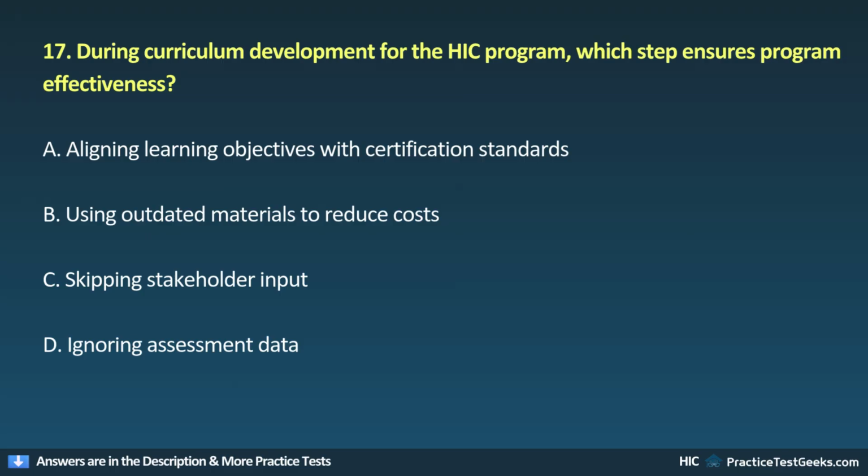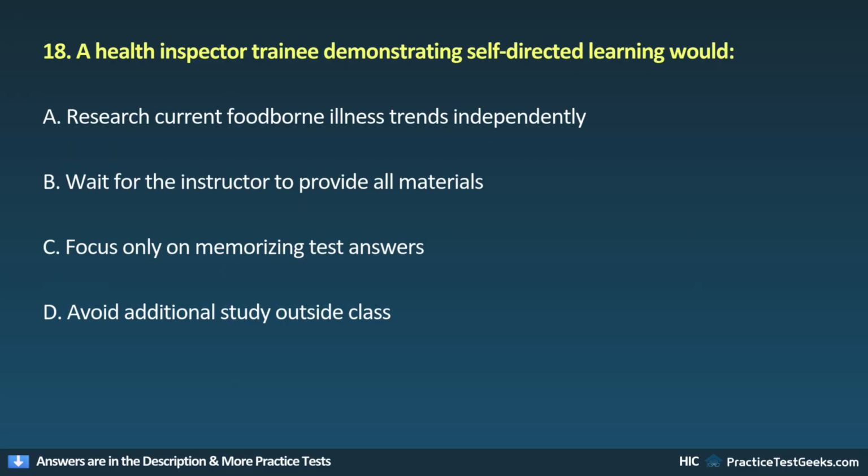D. Ignoring assessment data. 18. A health inspector trainee demonstrating self-directed learning would: A. Research current foodborne illness trends independently. B. Wait for the instructor to provide all materials. C. Focus only on memorizing test answers. D. Avoid additional study outside class.